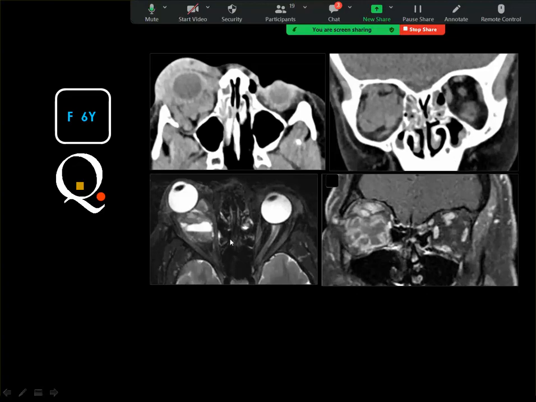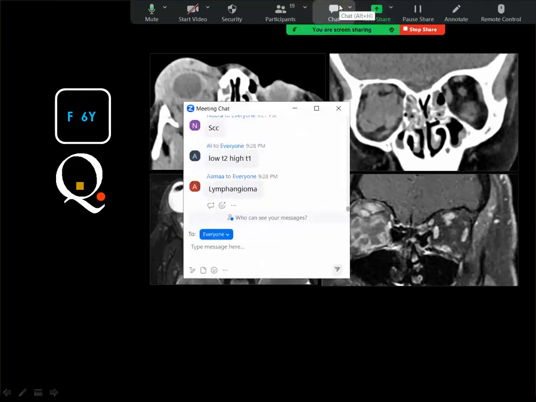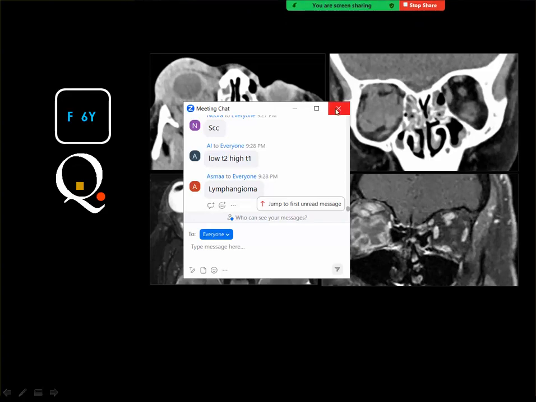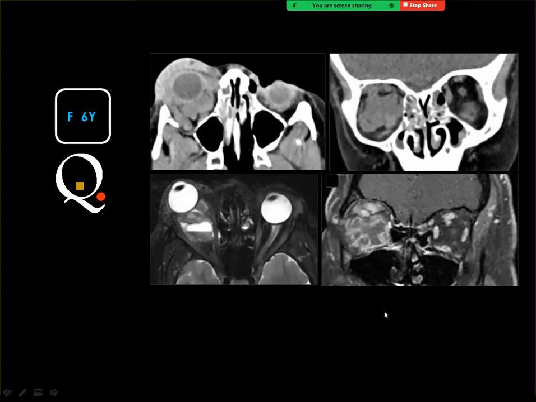This is axial T2, and this is coronal T1 post contrast with fat saturation. Yes, the answer is right, and this is lymphangioma because of the fluid levels.